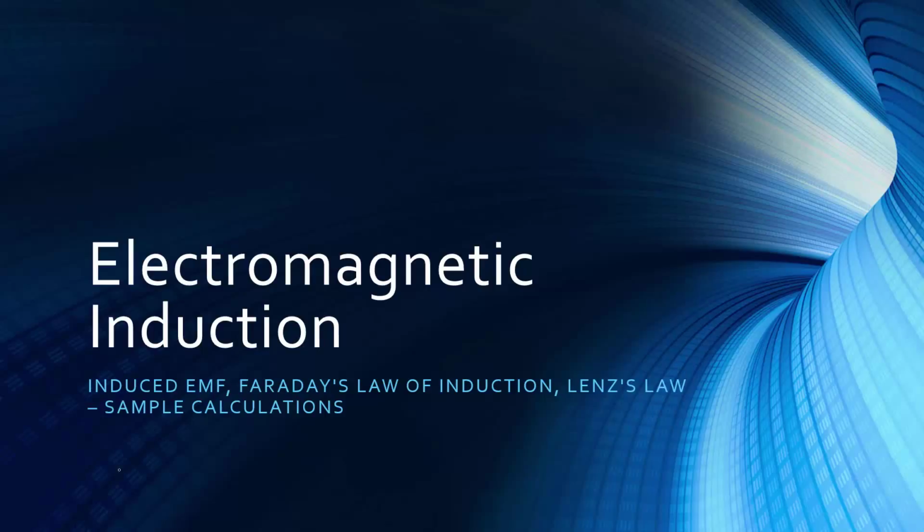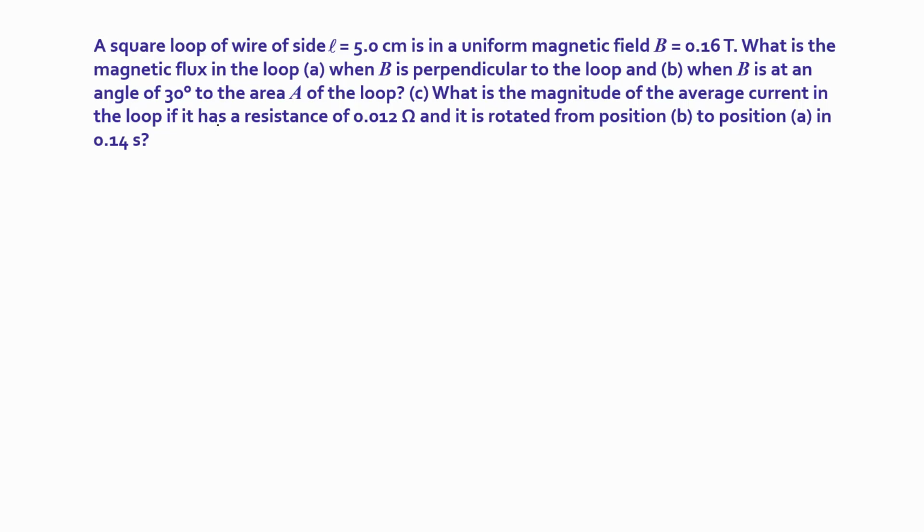Alright, we have a couple of examples for you today on the docket. The first one, we have a single square loop of wire. Each side of the square is 5 centimeters, and it is in a magnetic field of 0.16 teslas. We're going to have a look at a couple of different orientations here, and then we're going to find the average induced current as we move from one orientation to another.